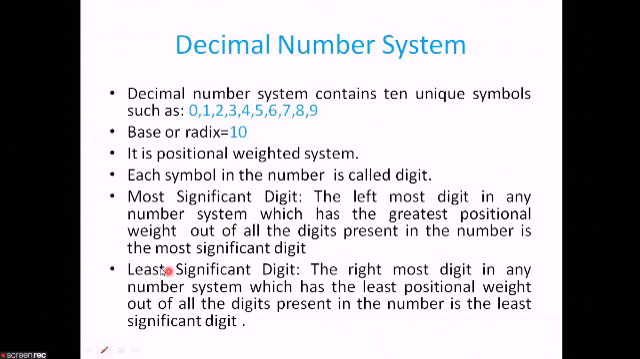Suppose you are having a number, suppose I'm writing a number 890. Now here, this 8 is the MSD, and this 0 is the LSD, because this one is the rightmost digit and this 8 is the leftmost digit. So this number is a decimal number, and we can know the MSD and the LSD from this number. I hope it is clear from this.